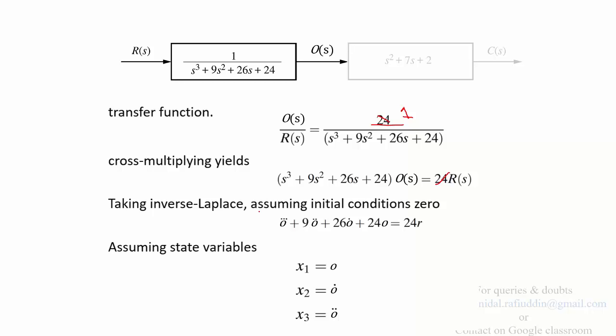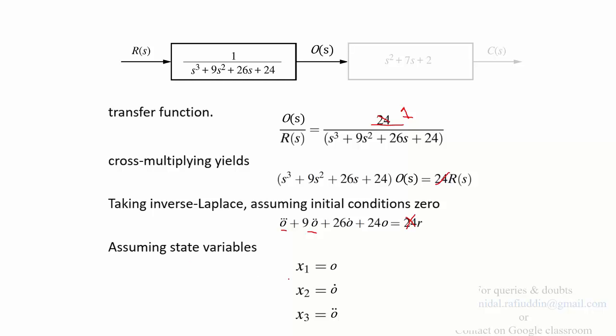And thus if you take the inverse Laplace of the given function, what you get is d cube by dt cube of O, then 9 d square by dt square of O, then 26 d by dt of O plus 24 O equal to 1R.